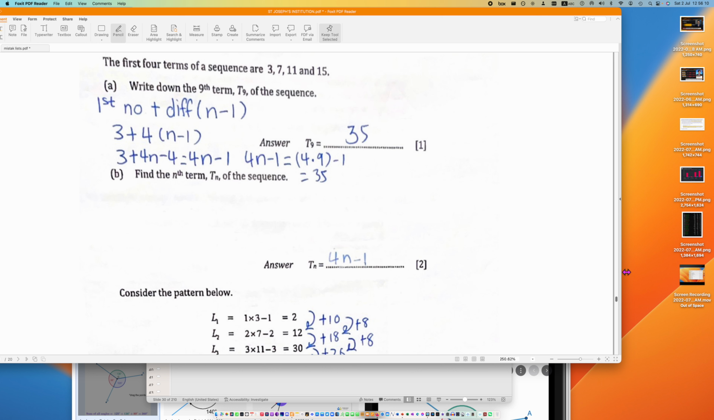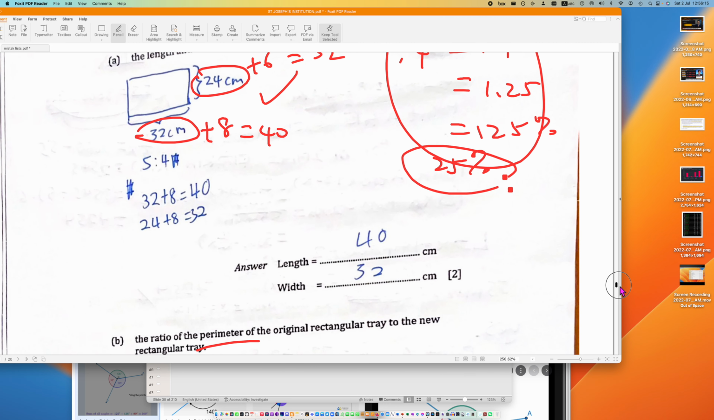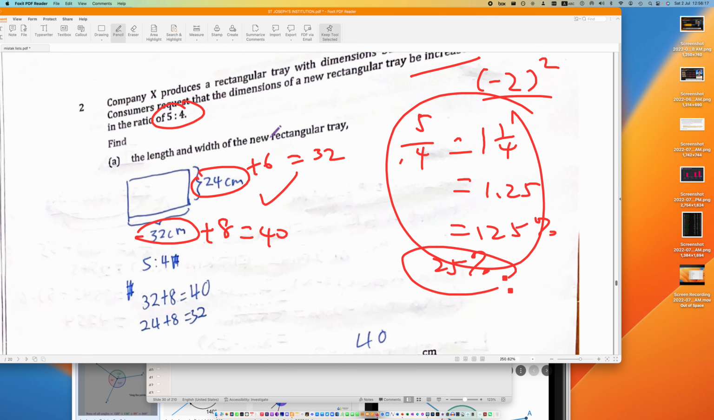What's the new? 49. No, tell me what's the L1 first. 64. How do you get 64? 32 times 2 plus 24 times 2. Very good. Then the new one, 40 times 2 plus 32 times 2, which is? 144. Okay, good.